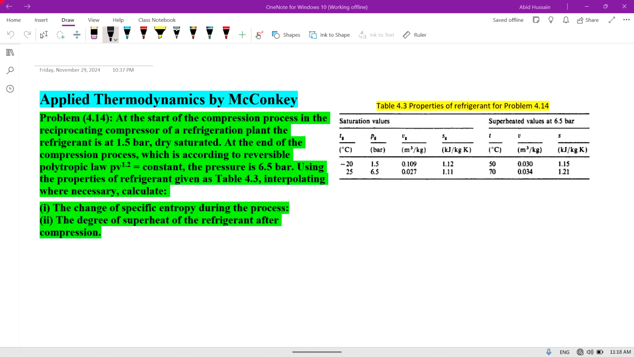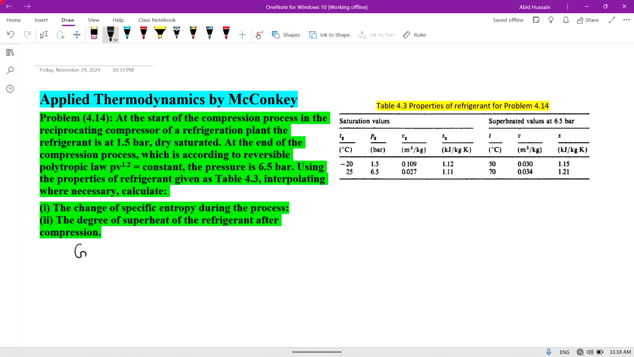So, the problem is: at the start of the compression process in the reciprocating compressor of a refrigeration plant, the refrigerant is at 1.5 bar and dry saturated. First, I write the given data.